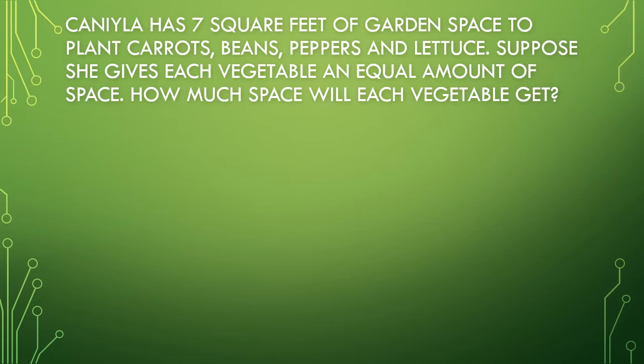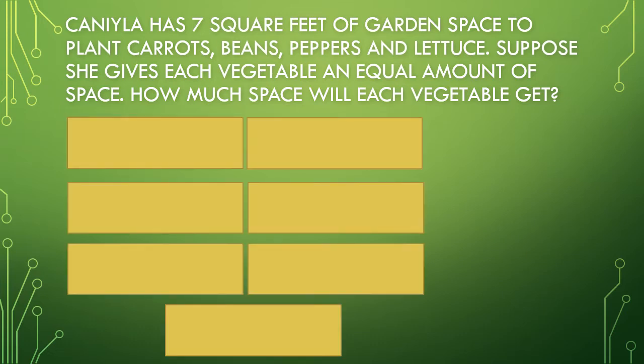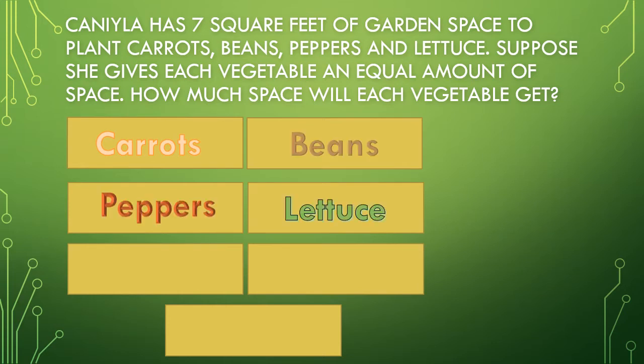Kanala has 7 square feet of garden space to plant carrots, beans, peppers, and lettuce. Suppose she gives each vegetable an equal amount of space. How much space will each vegetable get? I want to draw out my 7 square feet. So I use the rectangles to represent each foot. Carrots, beans, peppers, lettuce.